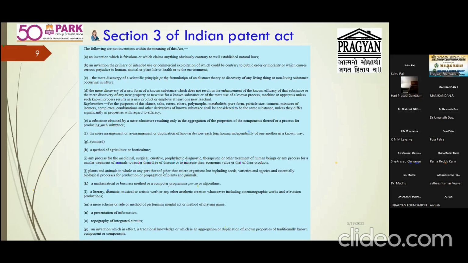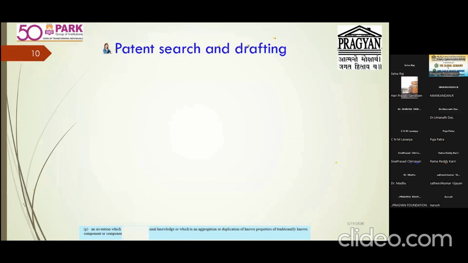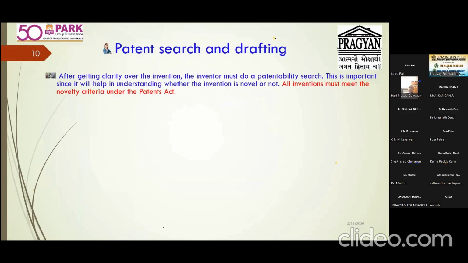Okay, so you have to check whether your invention belongs to this category. We check it before filing these applications. Now I come to the particular talk: patent search and drafting, right? After getting clarity over the invention, the inventor must do the patentability search, by using an existing database or commercial software, whatever. You can enter that particular invention into that portal and check it, like a literature survey.